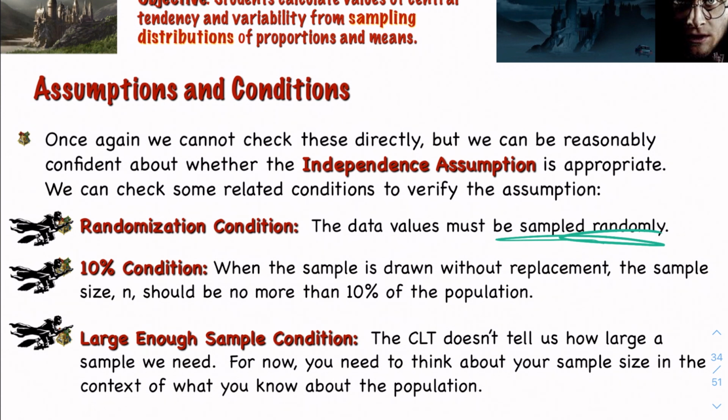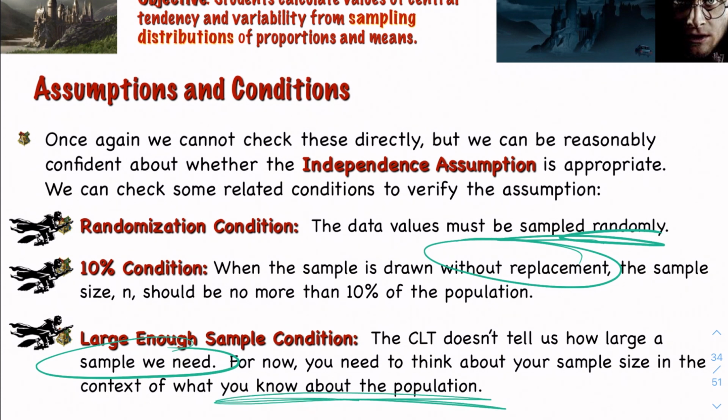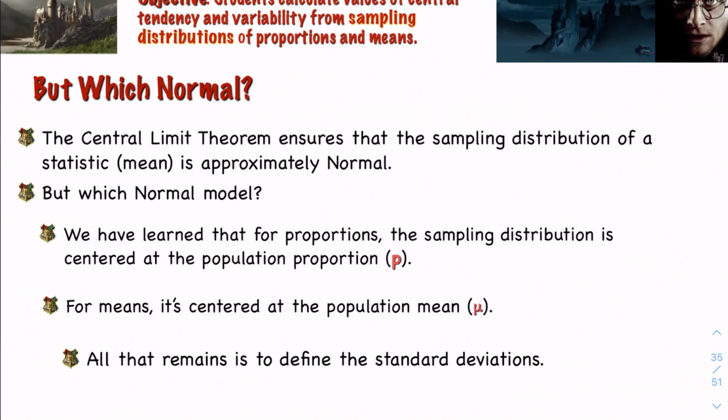The 10% condition. Again, when the sample is drawn without replacement, the sample size n should be no more than 10% of the population. This allows us to justify assuming replacement. And then the large enough sample condition. The central limit theorem doesn't tell us how large a sample we need. For now, we need to think about our sample size in the context of what we know about the population. So this is a little bit different than those categorical variables.